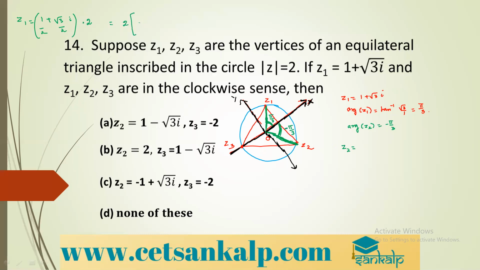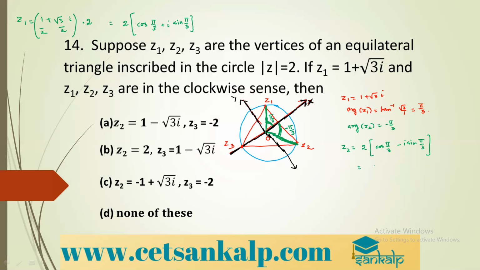Because 1 by 2 I can write as cos 60, and root 3 by 2 I can write as sin 60. This is how Z1 is. Argument is pi by 3. That means looking at this, Z2 I can write as 2 into, because argument is minus pi by 3, cos pi by 3 minus i sin pi by 3. I can write like this for Z2.